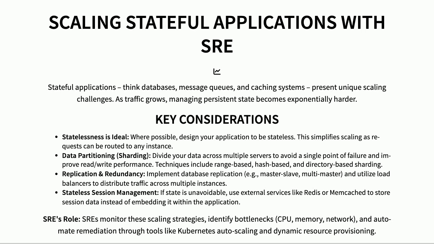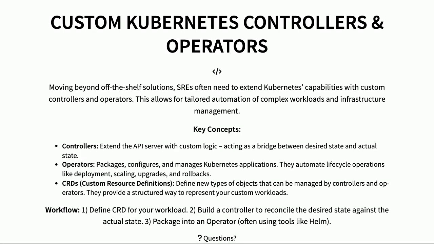The best practice: try to design for statelessness whenever possible, so requests can go anywhere without needing to track previous interactions. If you do have to handle state, sharding your data across multiple servers is crucial. Think of it like splitting a giant table into smaller ones. We also need redundancy; replication and load balancing ensure things don't break if one server goes down. And for session data? Offload it to external services like Redis or Memcached. As an SRE, you'll be keeping an eye on all of this, spotting bottlenecks and using automation tools to keep everything running smoothly.